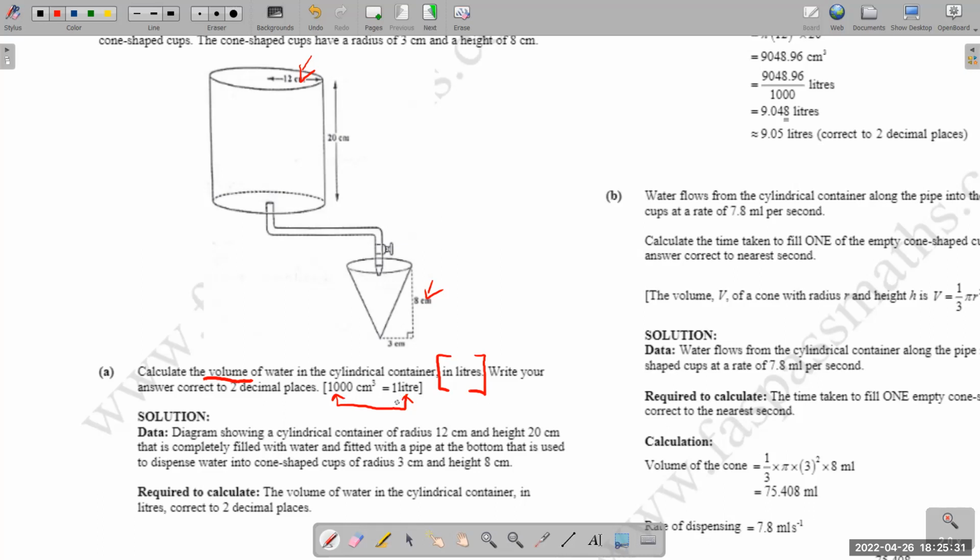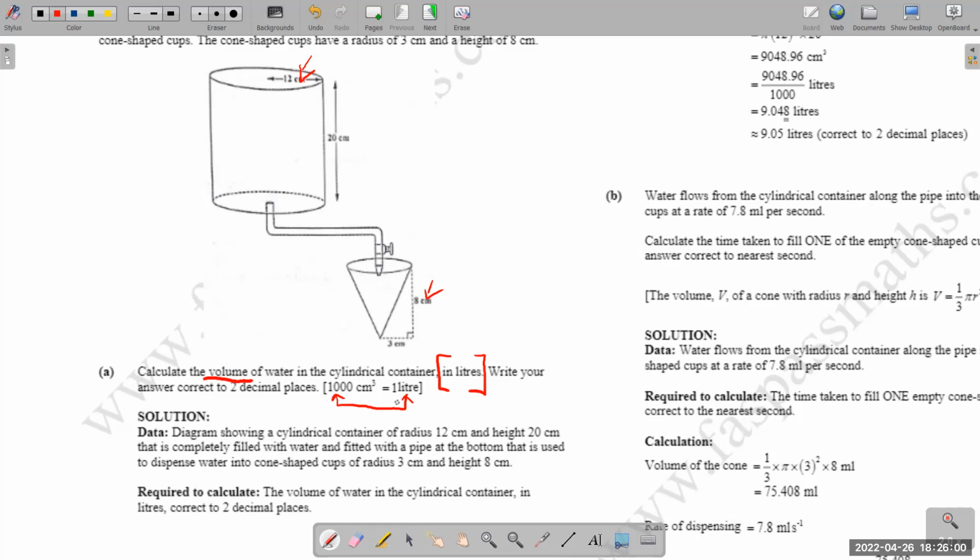Even though I think it's on the formula sheet, I have to verify. So let's go. We could calculate the volume, because did they give us the volume? Look at the picture. Did they give us the volume of the cup? No. But what did they give us for the cup? They tell us the radius, which is 3, and the height, which is 8. So guess what we have to do first? We have to calculate the volume of the cup.